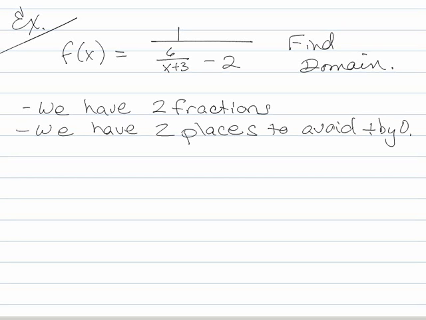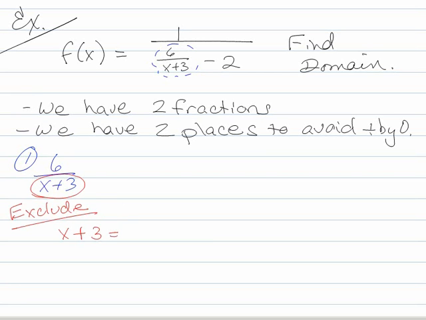All right. So first I'm going to focus on this guy, because that looks easier. I don't want to divide by 0, so I'm going to focus on where the denominator is 0. I'm going to really write that word exclude, because I want to make sure you get it. I want to exclude where x plus 3 is 0.